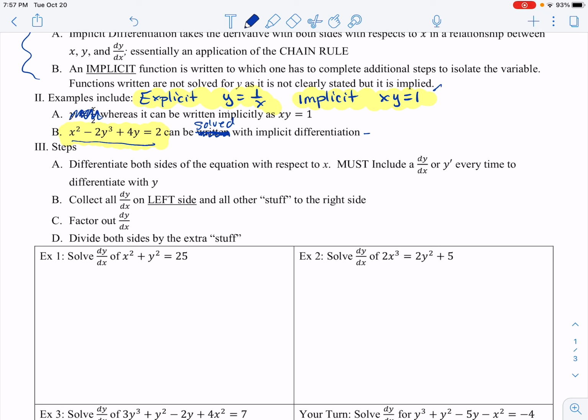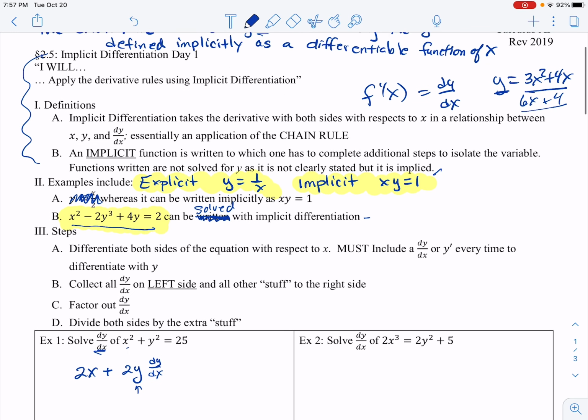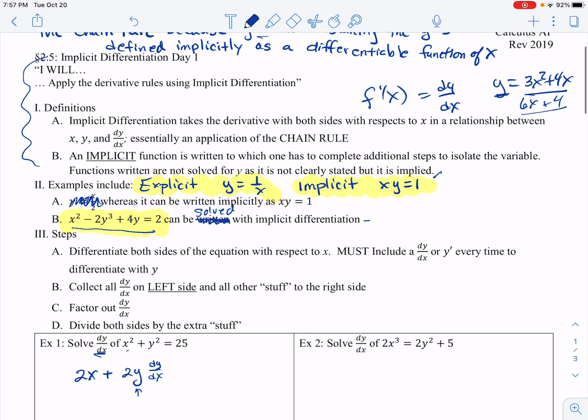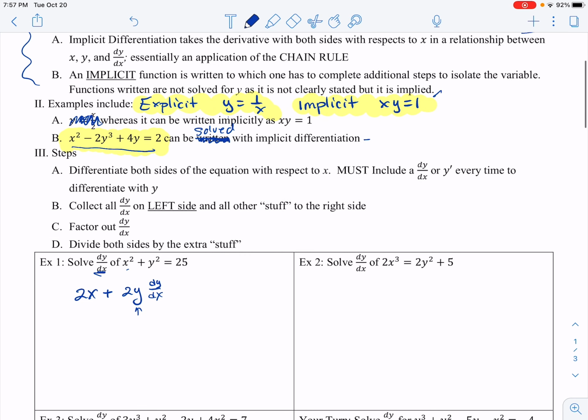All right, so they want me to find dy/dx. I don't want to solve for y first. So if you differentiate x squared in terms of x, you get 2x. If you differentiate this, you get 2y, and then you have to differentiate y with respect to x, because we're assuming this is a function implicitly defined in terms of x. The derivative of a constant is still 0. And now your goal is to solve for dy/dx.